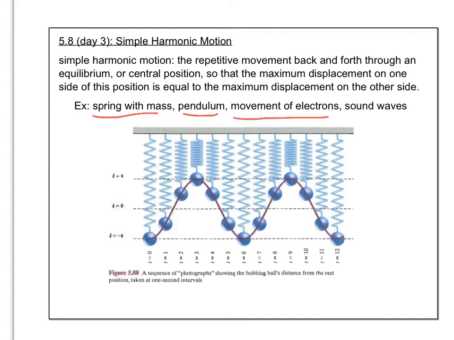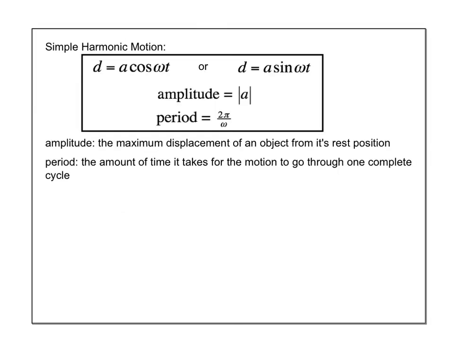The movement of electrons, because they move in a circular motion, is actually harmonic. And then sound waves. If you think of what a sound wave looks like, it actually looks like a sine wave. So it goes up and then comes down and up and down. That's how the vibrations work. So these are going to go back to when we talked about graphing sine graphs. So I have some examples on the next page of what the equations will look like.